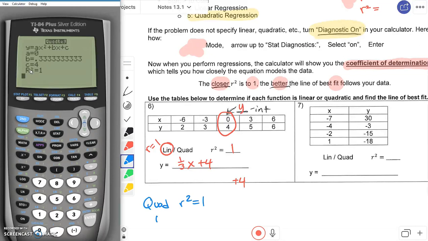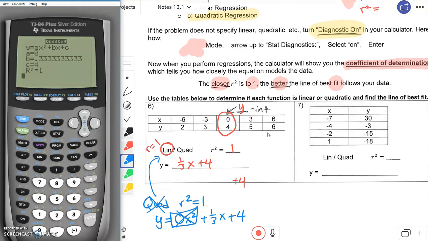If I go to write this equation, it would be y equals, my a value is 0, x squared, plus 1/3 x plus 4. What happens when you have 0 x squared? It's gone. It's zeroed out, which makes it to where it's not actually quadratic, it's linear. So sometimes it's going to look like both, but you got to pay attention to whether or not it's got that 0 as your a value.